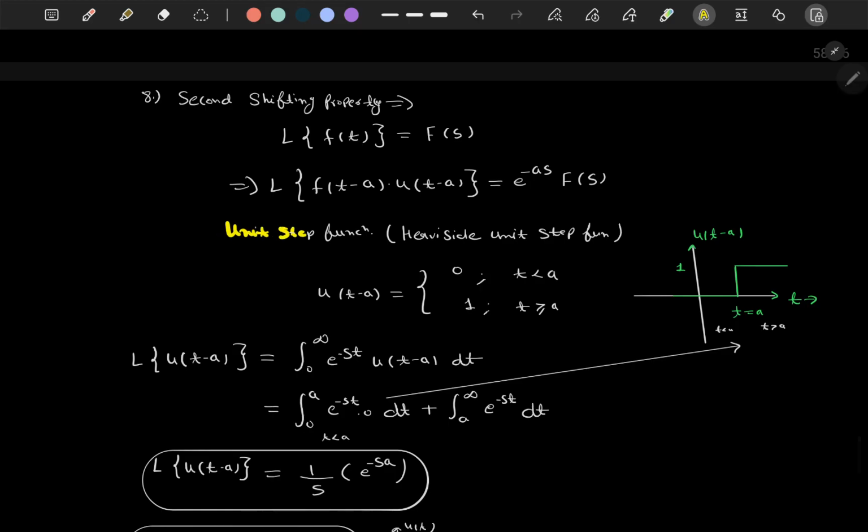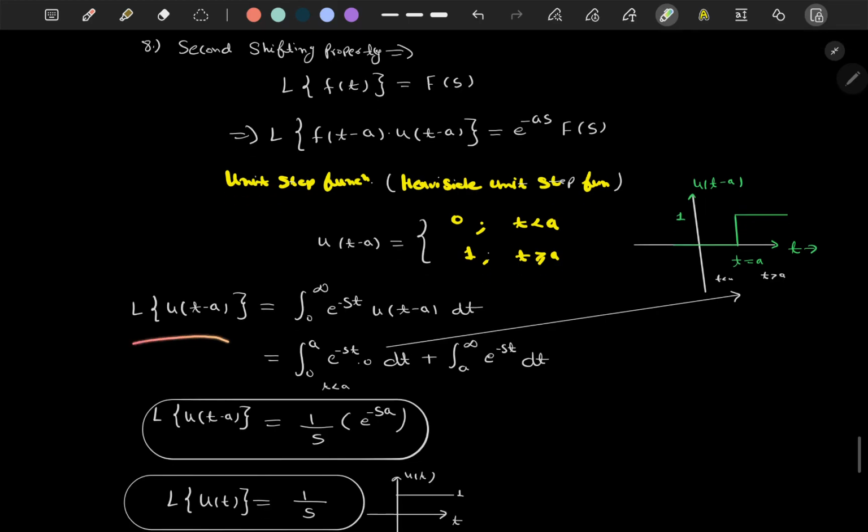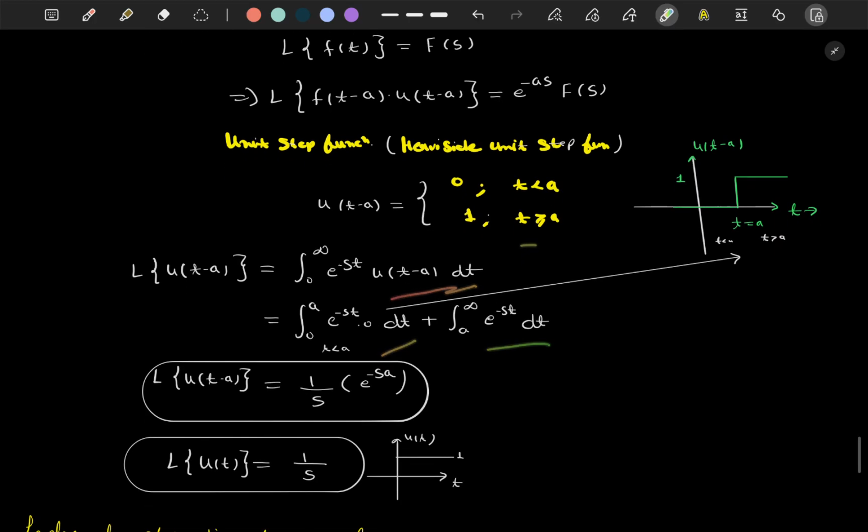Now unit step function, Heaviside unit step function. We know that in potential well we also do potential step. Suppose we have a function which is defined as this. For t less than a it is 0 and for t greater than a it is 1. Step function. So when you solve this, for t less than a it is 0 and for t greater than a it is 1. So L of u of t minus a, the Heaviside function, will be 1 by s e raised to power minus as.